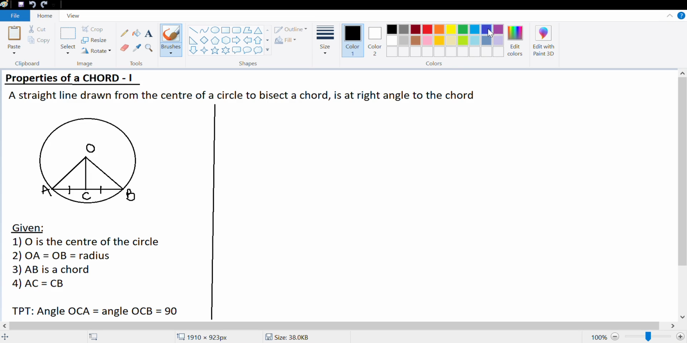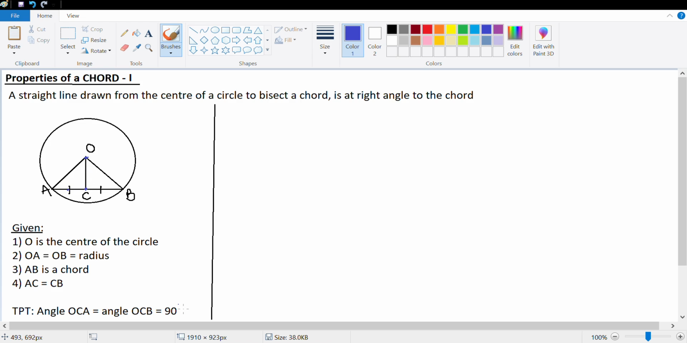Let's look at the first property of a chord, which is a straight line drawn from the center of a circle to bisect a chord is at right angle to the chord, which means if I draw a straight line from O to the chord AB, which touches the chord at C, and it bisects AB into two equal parts, AC and BC, then I need to prove that angle OCB and OCA are 90 degrees.